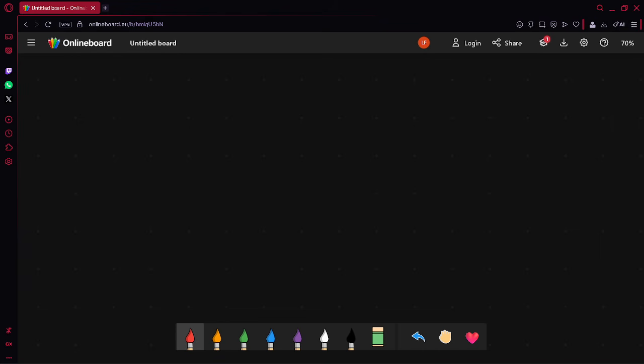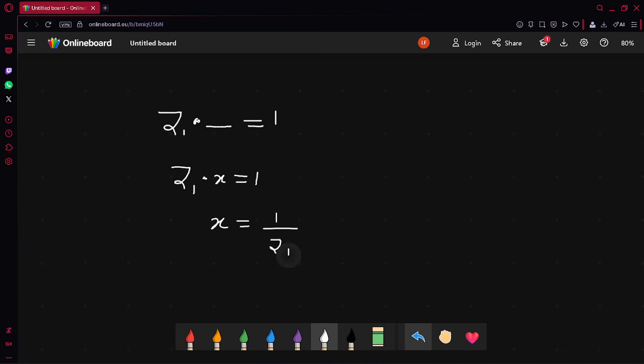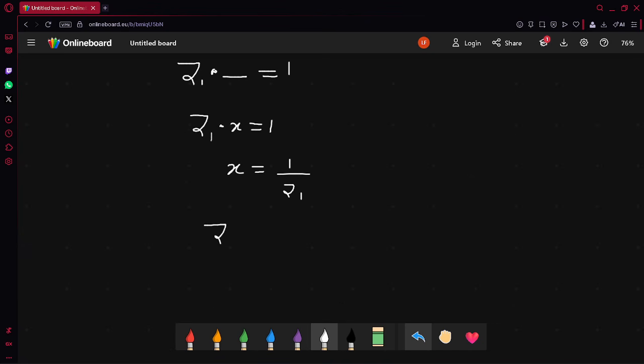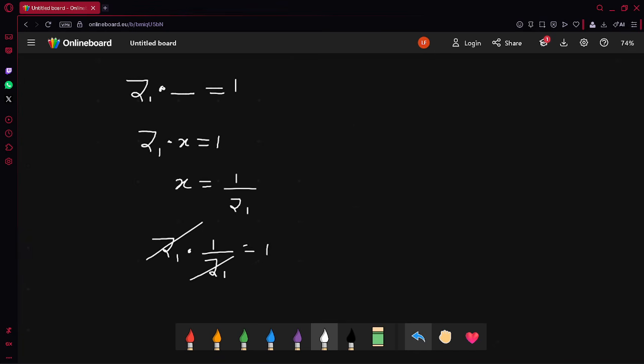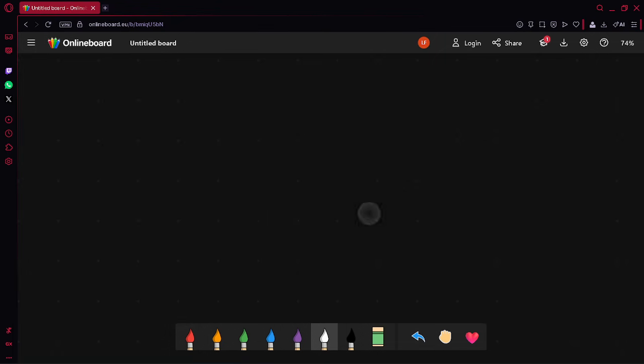Now, what is the multiplicative inverse? What does that mean? What do you multiply with z1 to make it equal to 1? Let's let this equal to x. So z1 times x equals 1, and solve for x. x equals 1 over z1. Which means if you multiply z1 with 1 over z1, you're going to get 1. So you can cancel out complex numbers like this too.